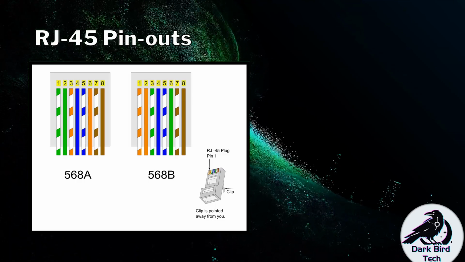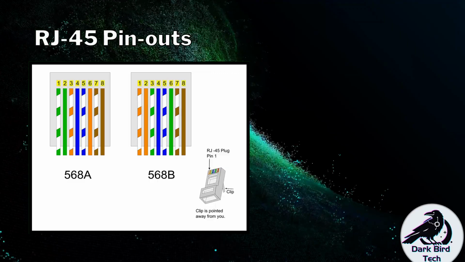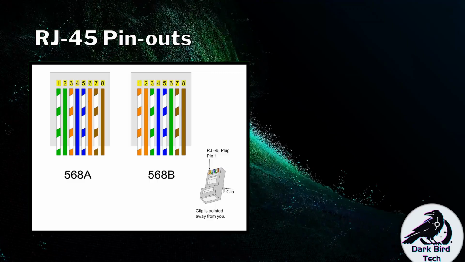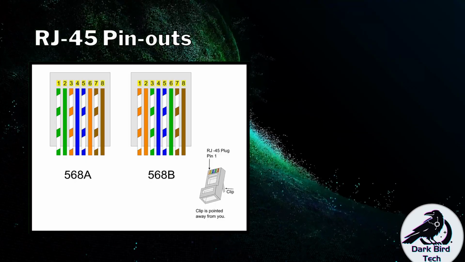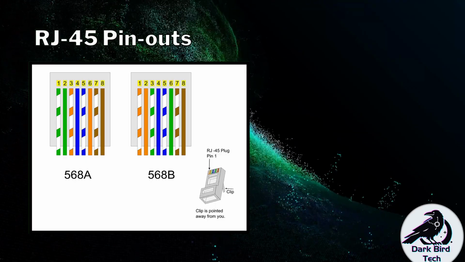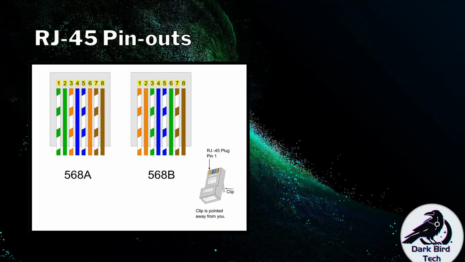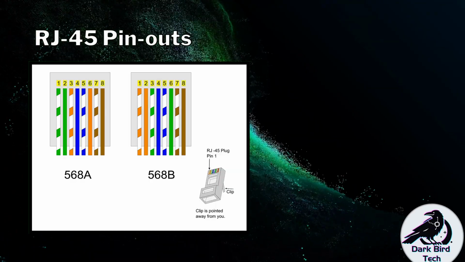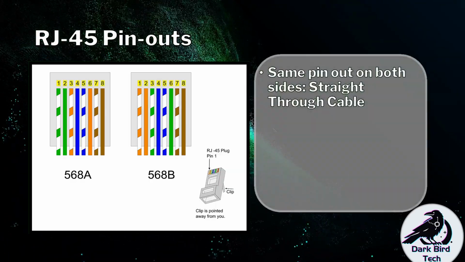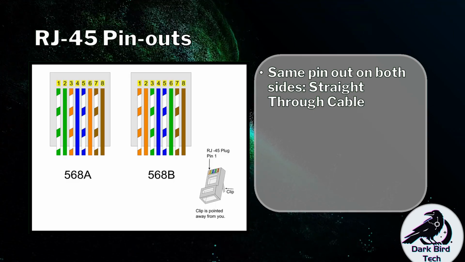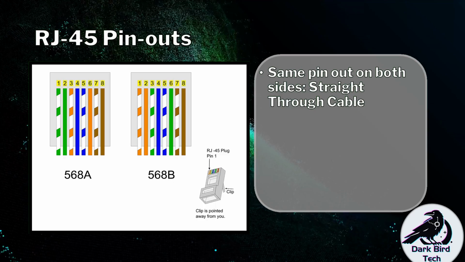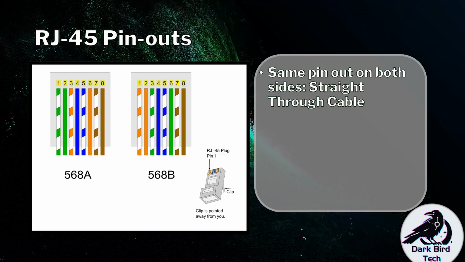Slide the wires into the RJ45 connector, and then once they're properly seated, you insert it into a cable crimper and squeeze it. It will take a bit of practice getting used to, but once you get the hang of it, you can make your own network cables relatively easily. Now, the idea is that you should be using the same pinout on both sides to make what we call a straight through cable, where pin 1 on the one end matches pin 1 on the other.